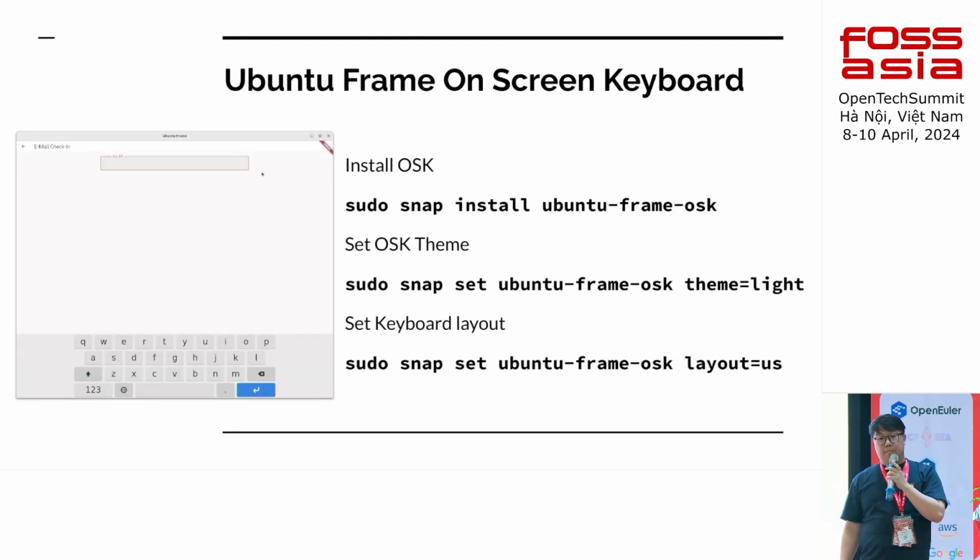For my use case, I also have a scenario where people need to enter their emails for checking in, so I also added the on-screen keyboard. Adding the on-screen keyboard is also quite straightforward. There is already an Ubuntu Frame OSK Snap. You just need to install it on your device, and it will basically be configured and launched automatically. So there's really nothing to do. It just works.